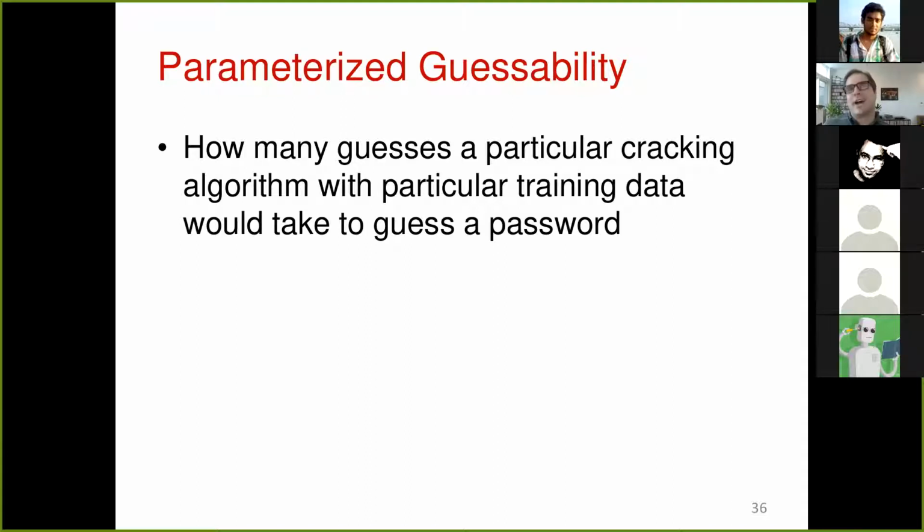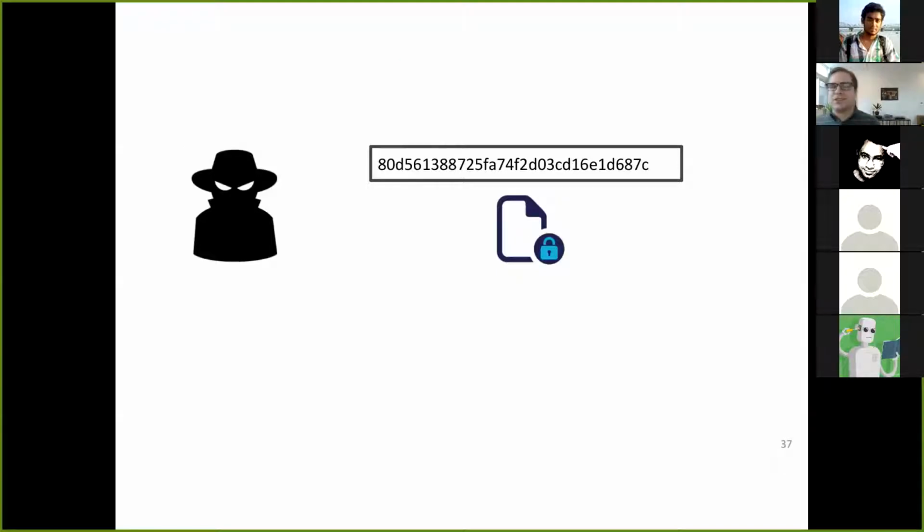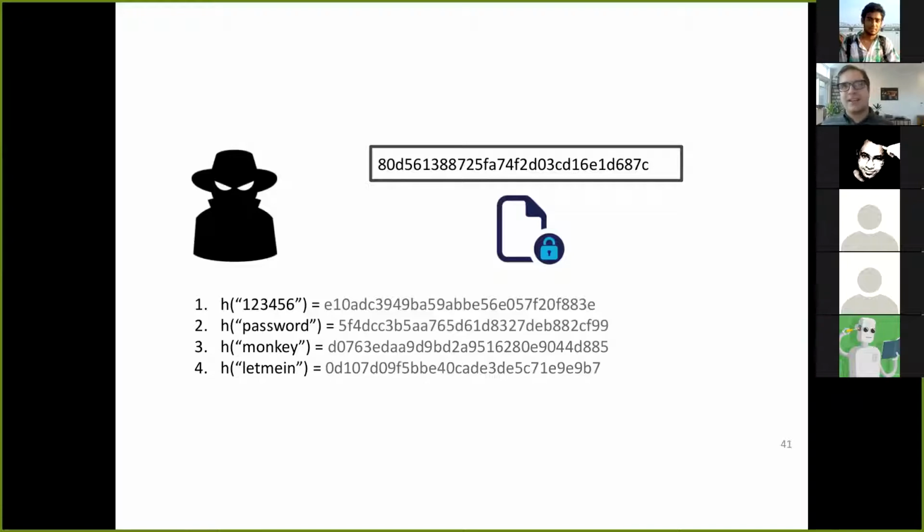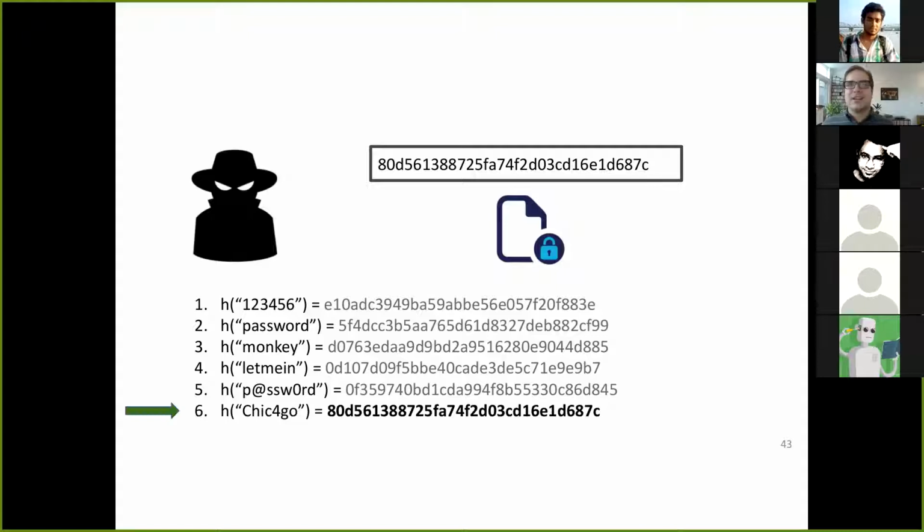But the idea is how many guesses does a particular password cracking algorithm or tool, with particular training data and particular configuration, take to guess a password, right? So in our offline attack scenario, you get some hash, you want to crack it, right? So what you do is you guess and check. You say, guess number 1 is 1, 2, 3, 4, 5, 6. You hash it, nope, doesn't match. Then you try password, doesn't match. Monkey, let me in. Password with some @ signs and zeros, doesn't work. Then you try Chicago with a 4 instead of an A, and hey, it matches.